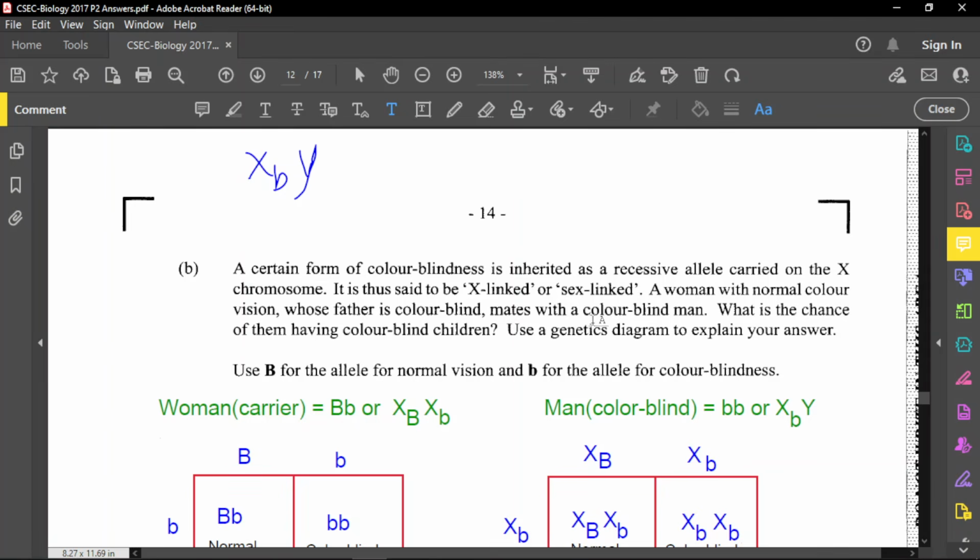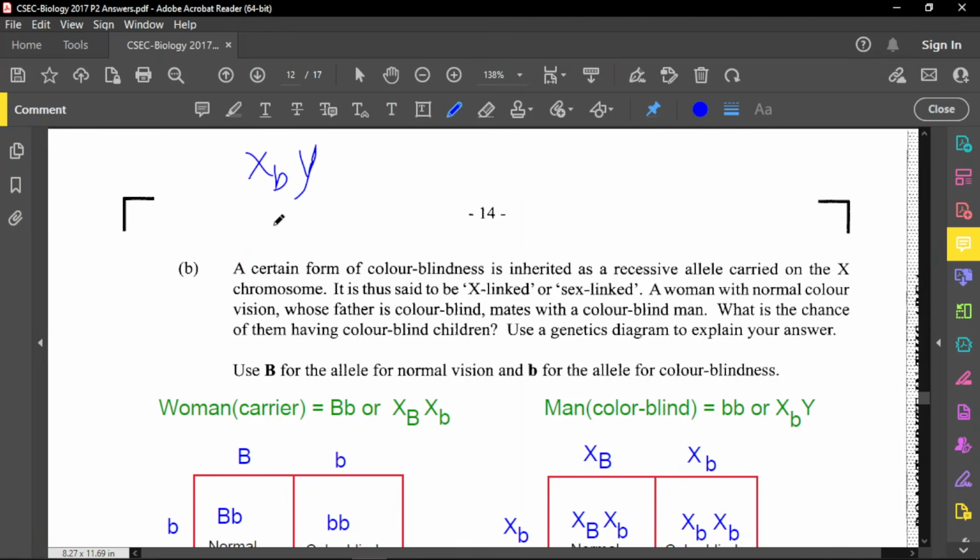Now, she mates with a colorblind man, right? What is the chance of them having colorblind children? Use genetic diagrams to explain the answer. And I have 2 diagrams to show you 2 different versions of the same thing. Now, if this is the father of the woman, and this is where my concern is, this is the father of the woman.